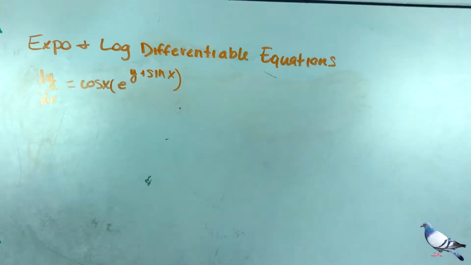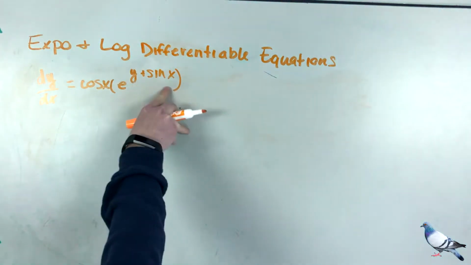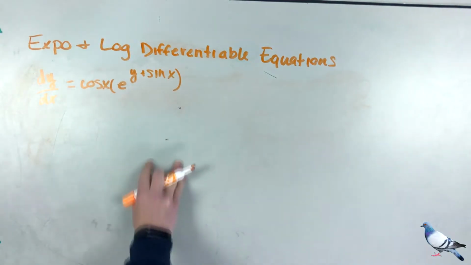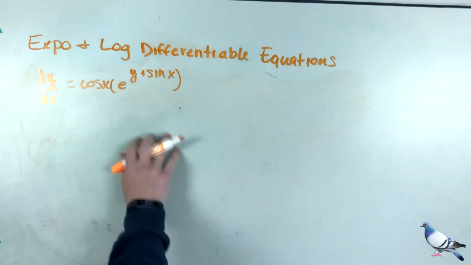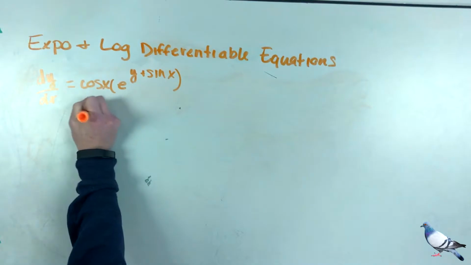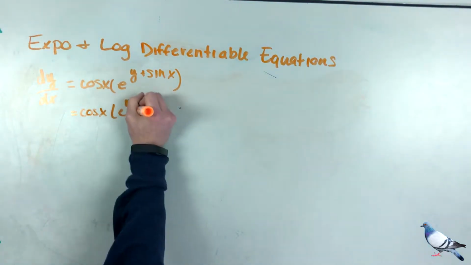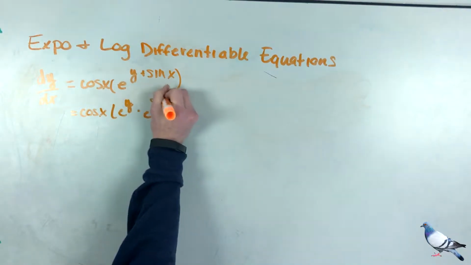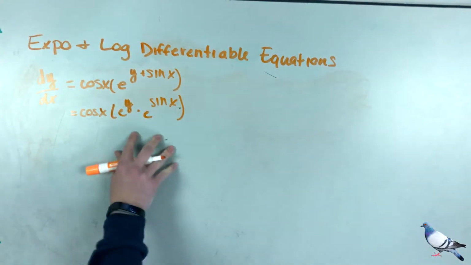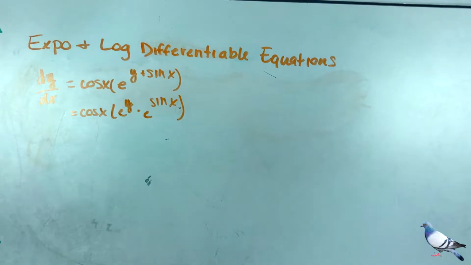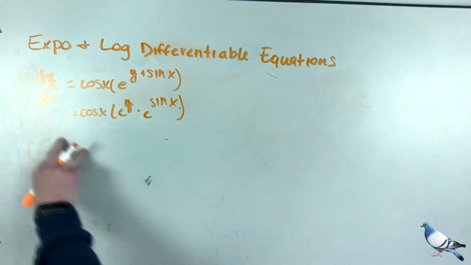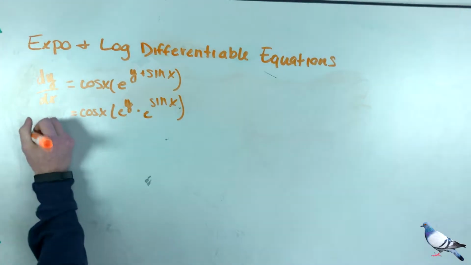x's. But for this one in particular, we have an x and a y added together while they're raised to a power, so we can expand that. So we're going to have cosine of x, and since they're added, we can set them up and multiply each of them with the same bases. And then from this point here, we need to split up our variables.